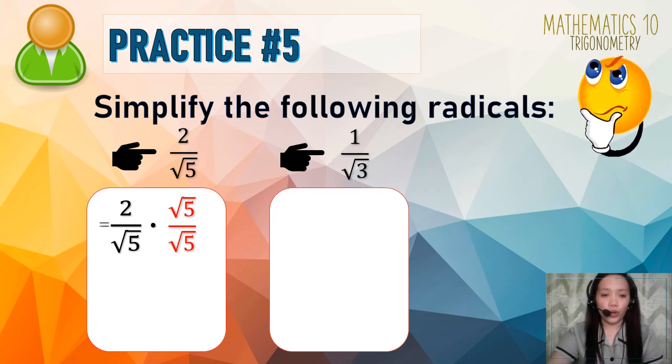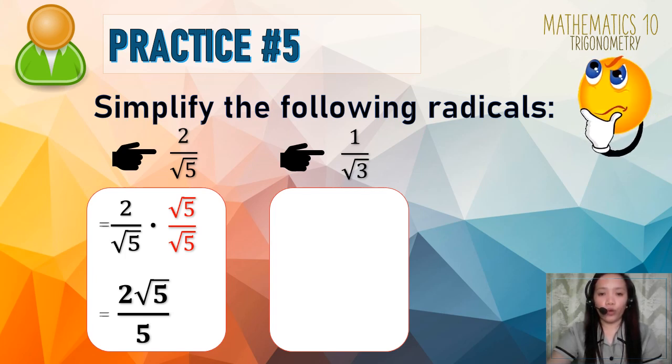Then, we have 2 times the square root of 5 is 2 square root of 5 over, we all know that 5 times 5 is 25, and the square root of 25 is 5. Therefore, the simplified form of 2 over the square root of 5 is 2 square root of 5 over 5.